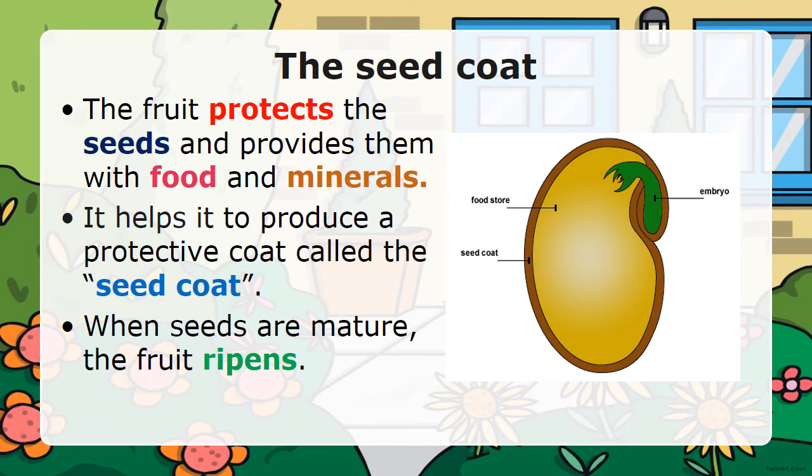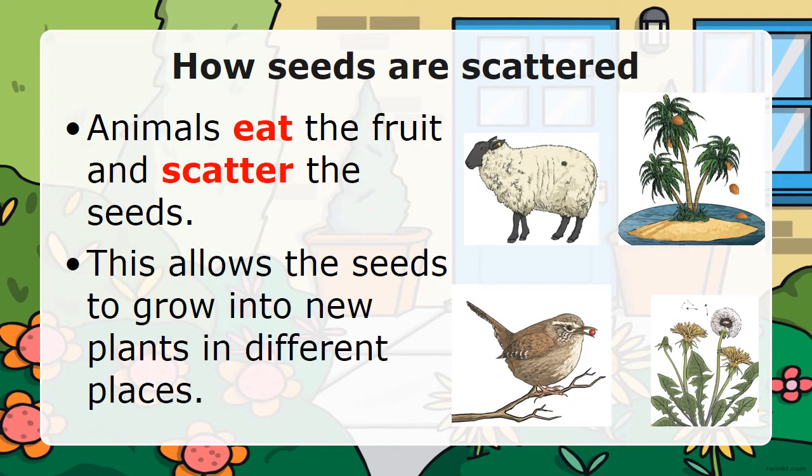Now let's look at the seed coat. The fruit protects the seeds and provides them with food and minerals. It helps to produce a protective coat called the seed coat. When seeds are mature, the fruit ripens. Do you know that farmers are not the only persons who plant seeds? Let's talk about how seeds are scattered in other ways. Animals eat the fruit and scatter the seeds. This allows the seeds to grow into new plants in different places.